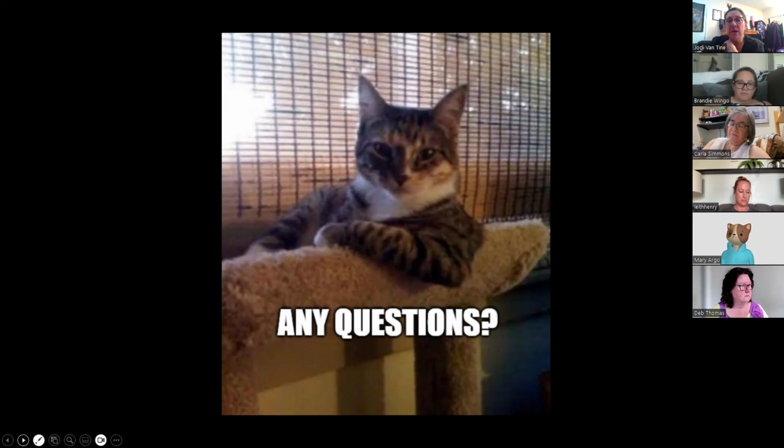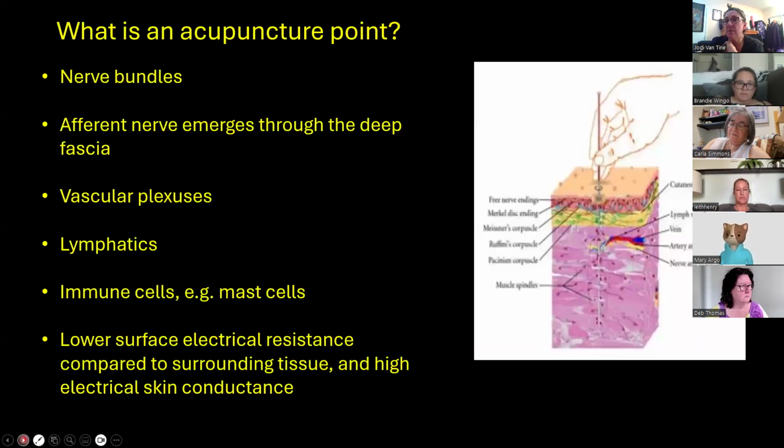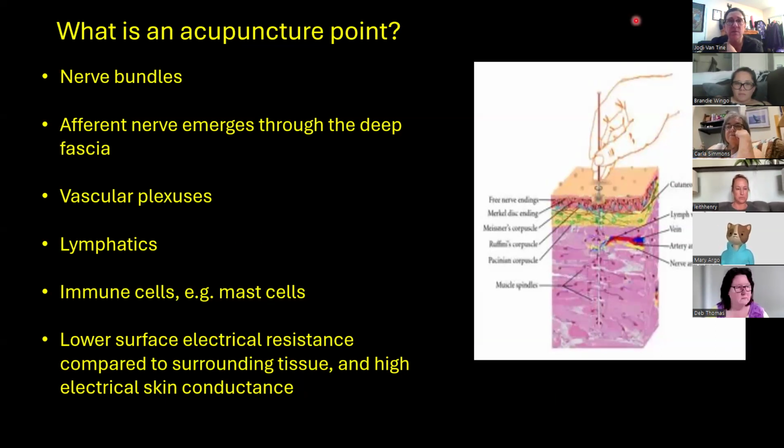All right, if there are any more questions, super. So we're going to move on. I promised you that we would learn a little bit about acupuncture because that is one of the sections of traditional Chinese medicine. It's just going to be brief and basic, an overview and an introduction to acupuncture. So what is an acupuncture point?